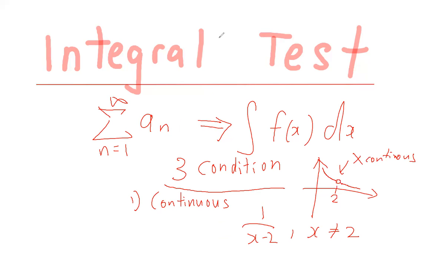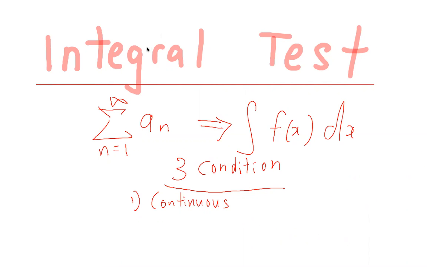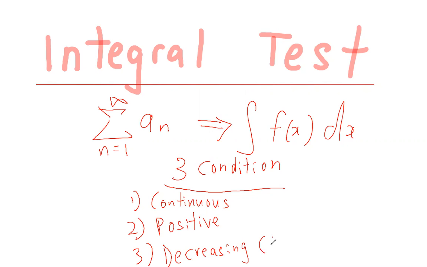Right. So we go ahead to the other condition, which is that the series has to be positive. It means all the values should be positive, not negative numbers. And the third condition is that it has to be decreasing. You might be confused about why positive and decreasing. Decreasing means the numbers are getting smaller.